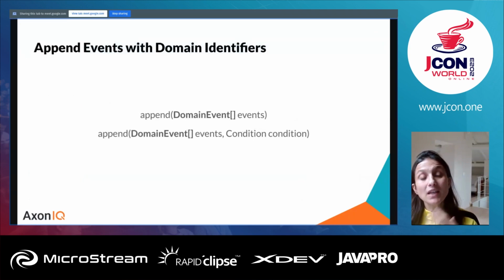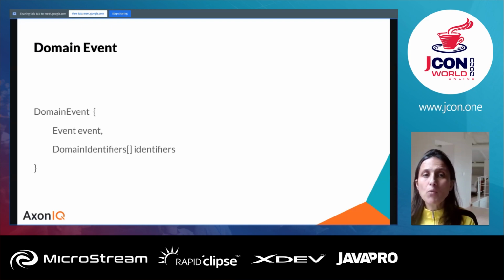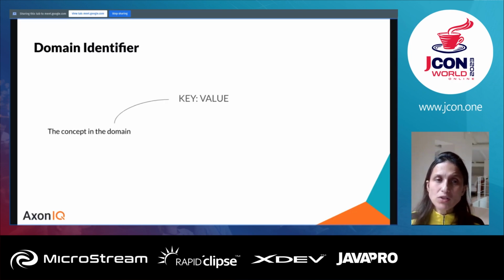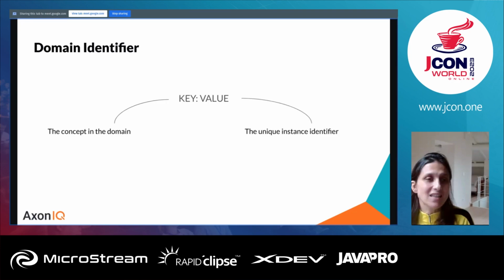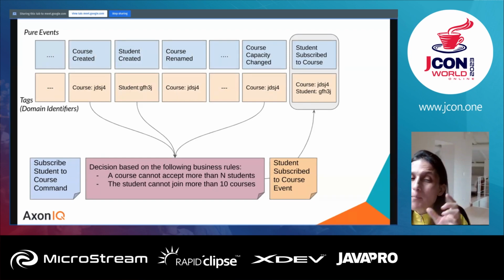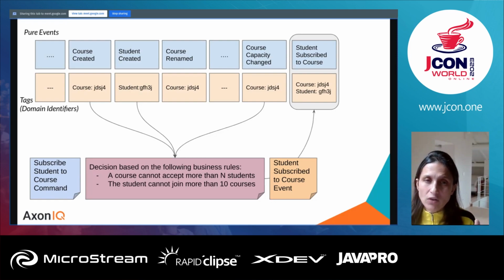And therefore, the event store should not only be able to append new events, but new domain events, where a domain event is nothing more than the pair formed by the pure event and the collection of domain identifiers matched to it. So in my example, the domain identifier is expressed by a key value pair, where the key represents the domain concept and the value represents the instance identifier. So the domain identifiers are matched to each single event. Two events that are published in the same transaction could be associated with different domain identifiers.